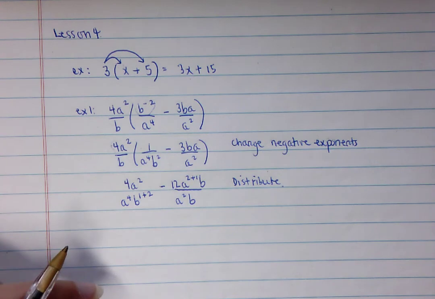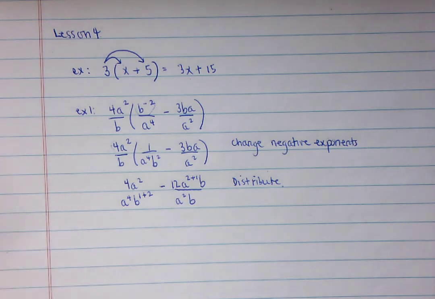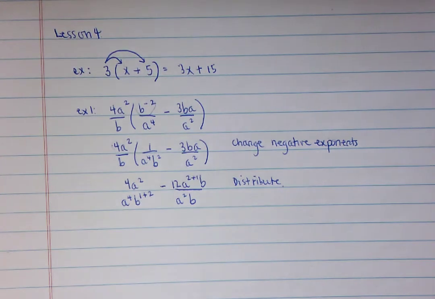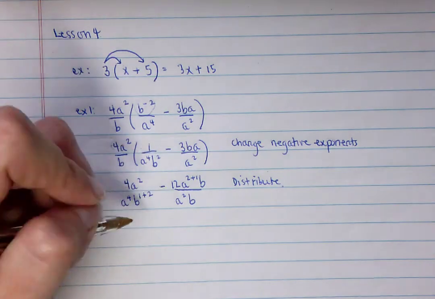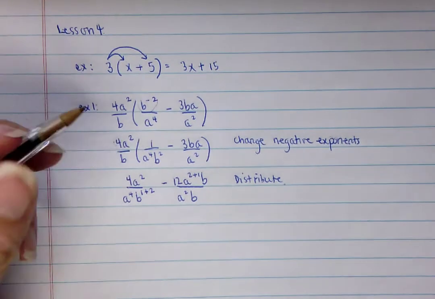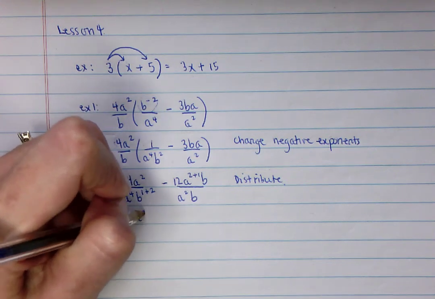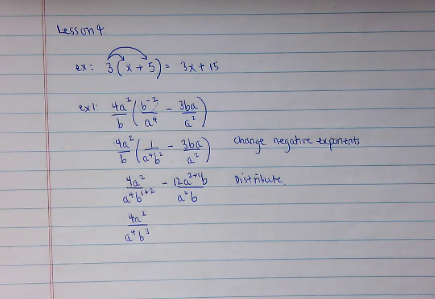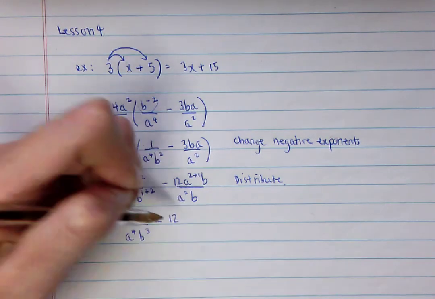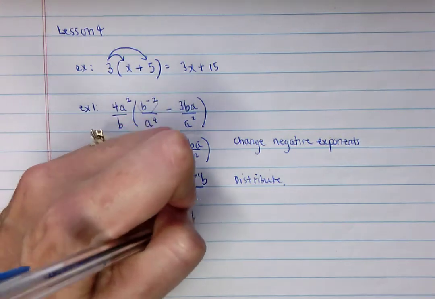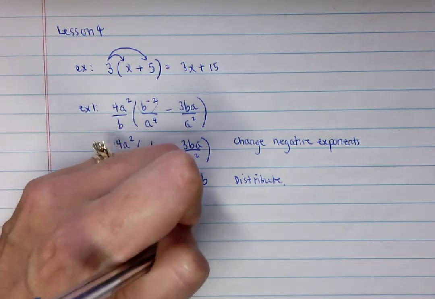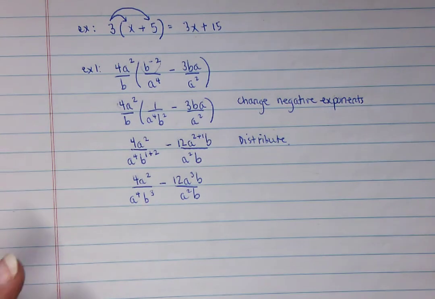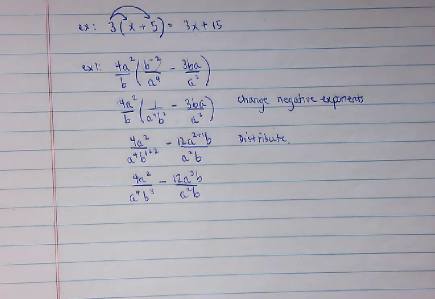And now I'm going to simplify, and then I'm going to cancel things out, or use the idea of when you're dividing two powers, you subtract. So let's write this in here. So 4a squared over a to the 4th, b to the 3rd. So I'm just simplifying this real quick. Minus 12, a to the 3rd, b over a squared b. So now we've got it simplified a little bit, and now we can think about really canceling at this point.